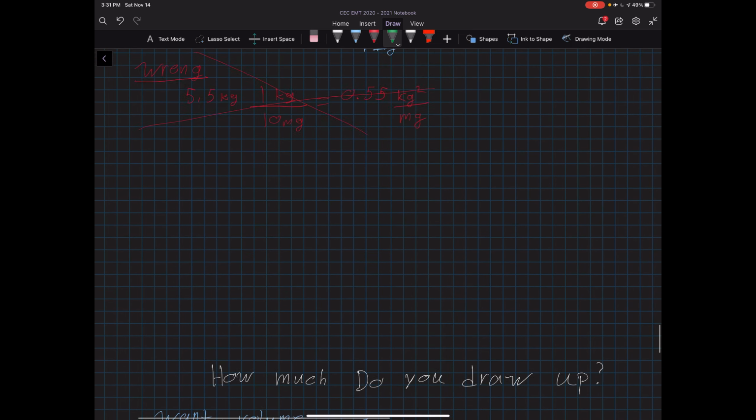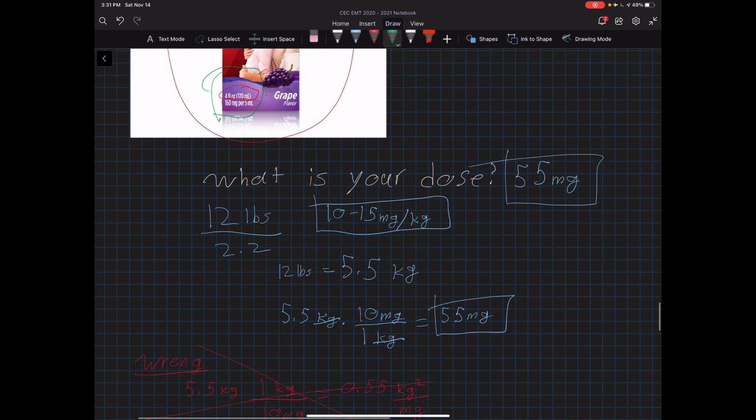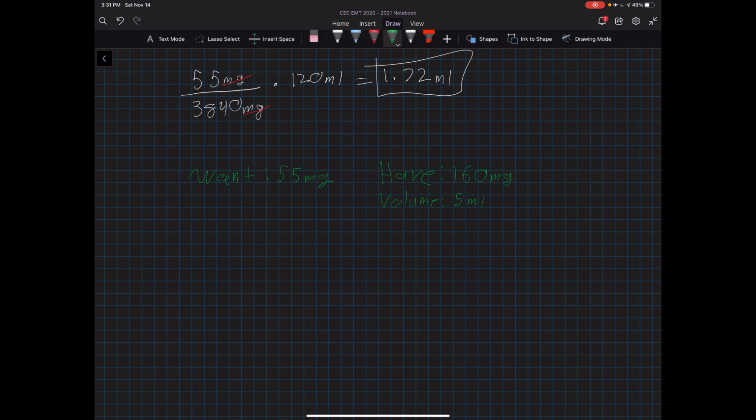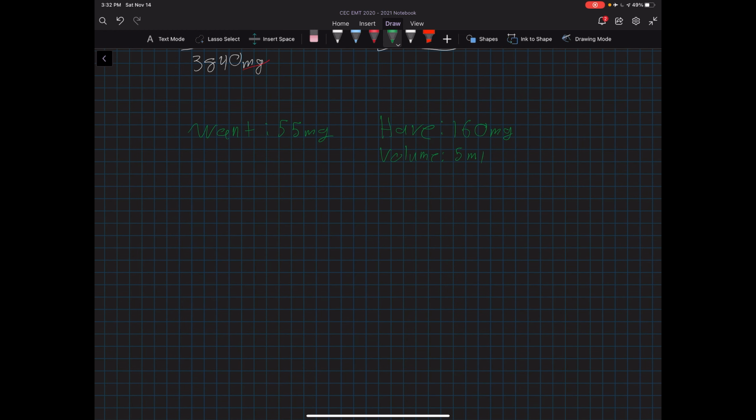If I'm using this concentration that's up here, 160 milligrams in 5 ml, let's say I have 160 milligrams in a volume of 5 ml. And if we have this, we can set up our equation the same way. Our want is still 55 milligrams. Our have is now 160 milligrams. Our volume is 5 milliliters. When we multiply this through, we get the exact same thing.